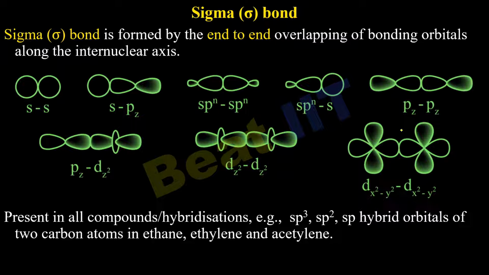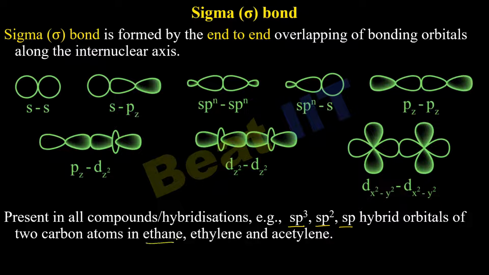This type of bond is present in all compounds or hybridizations. So whether I have sp3 hybridization, sp2, sp, sp3d, sp3d2, in every compound, in every type of hybridization, the sigma bond has to be there. The only exception is in molecular orbital theory when we explain that C2 molecule exists, but here pi bond is formed first. Otherwise, sigma bond is always formed first. For more details about the C2 molecule, you can watch my video on molecular orbital theory.